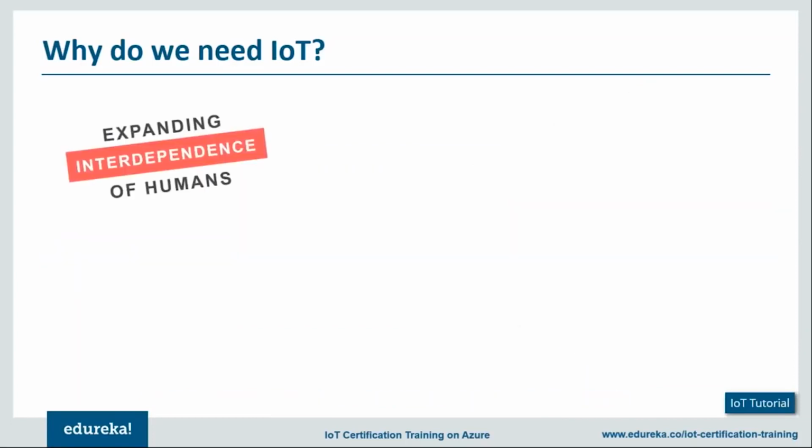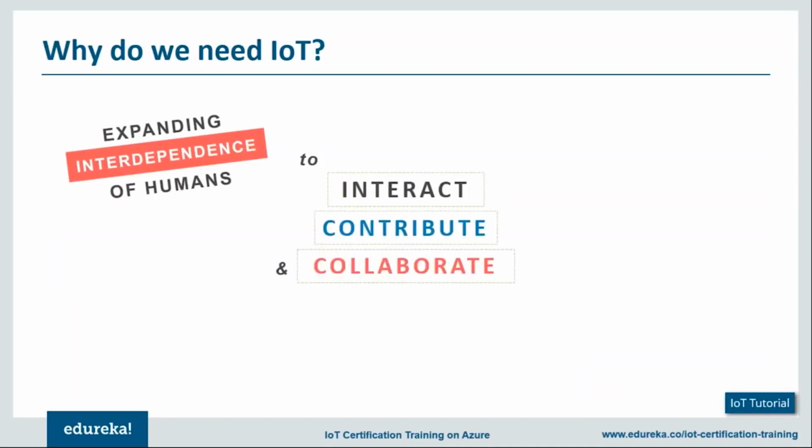Now, Internet of Things basically is expanding the interdependence of humans to interact, contribute, and collaborate with things around us. Now, what do I mean by interdependence of humans? How we depend on each other. Like how I'm explaining this concept to you. If you're not clear, you would reach back to me, you would request me for help. This becomes an interdependence between us. When I'm giving you knowledge, when you're not clear, you're coming back to me and I'm helping. Similarly, tomorrow, if there's something that you can do for me, I would reach out to you. So we all are interdependent on each other for something or the other.